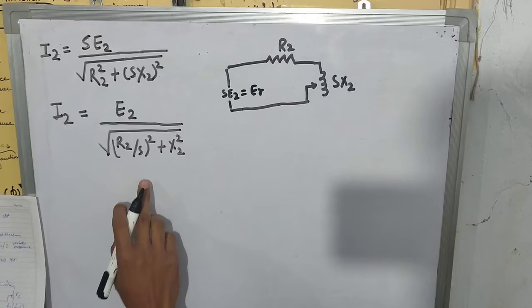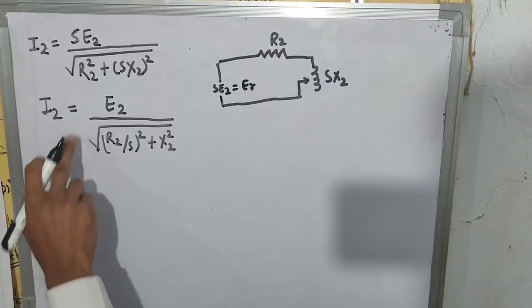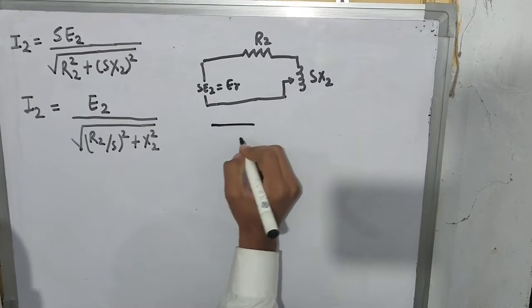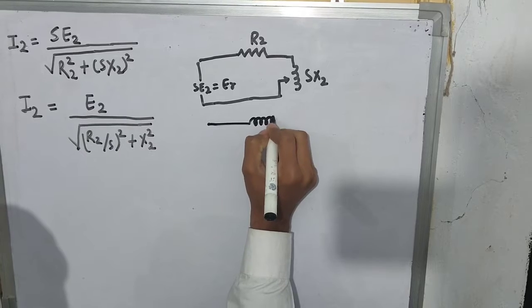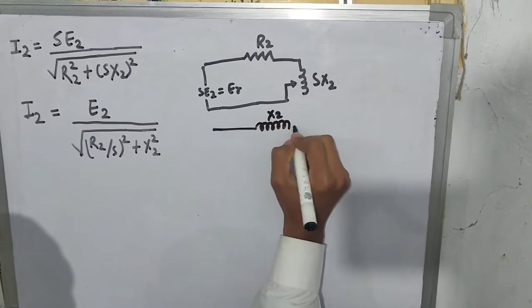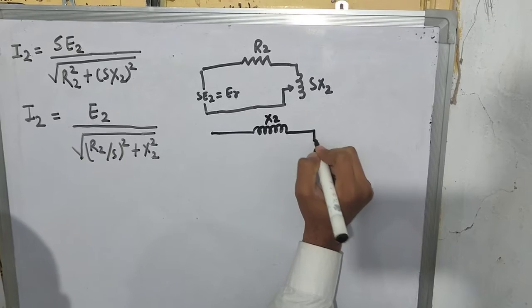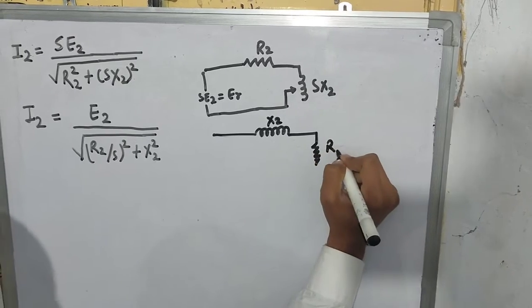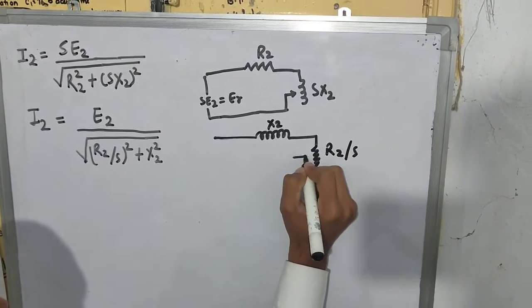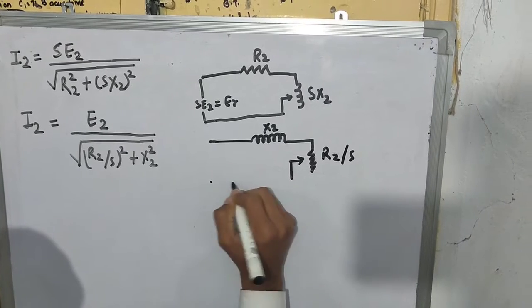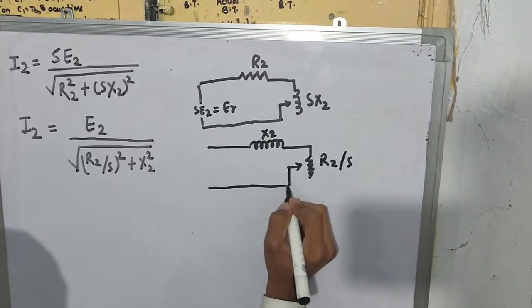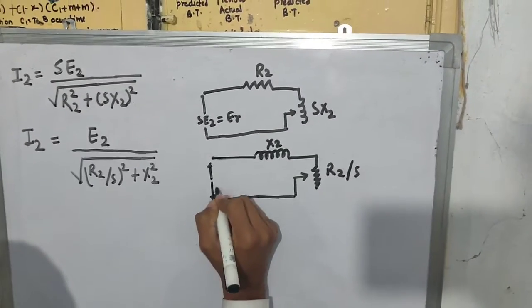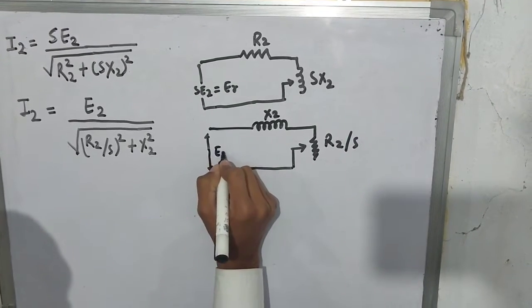Okay, and for this equation the circuit is like constant reactance X2 and variable resistance, which is R2 by S, and constant EMF, which is E2.